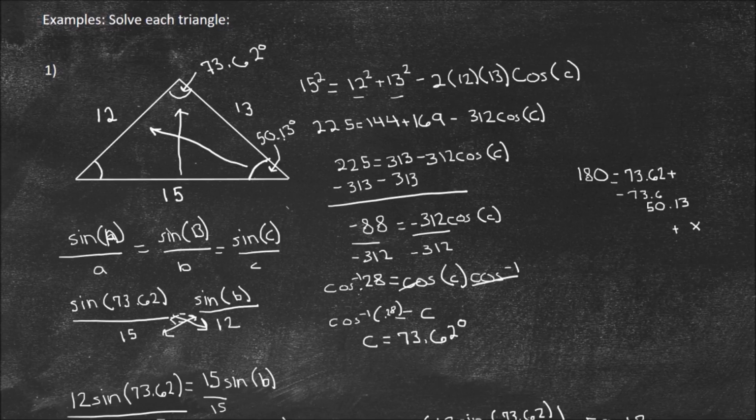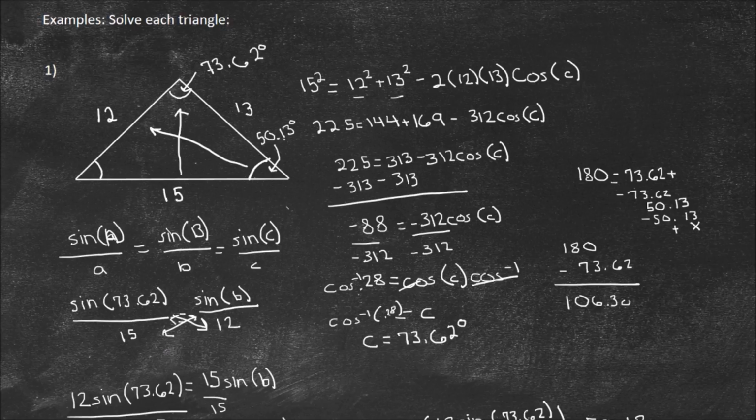So I can solve for x by just subtracting both of these to the other side. So minus 50.13 and minus 73.62. So let me figure that out here. 180 minus 73.62, that'll give me, for that I get 106.38.